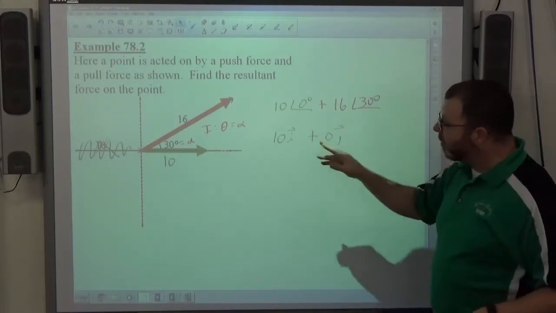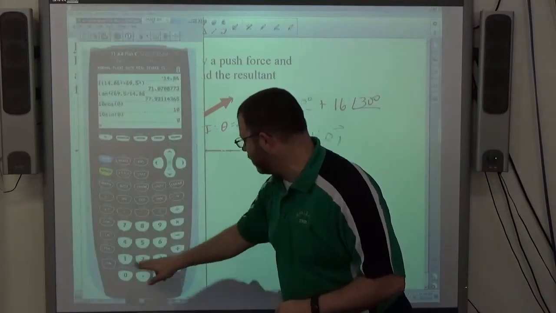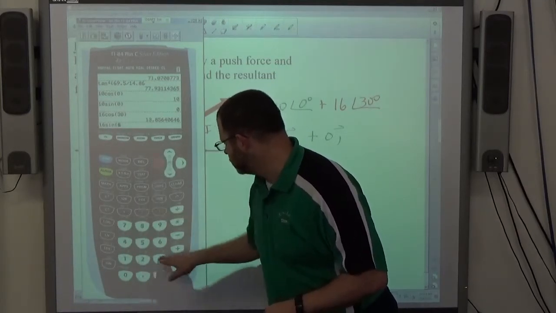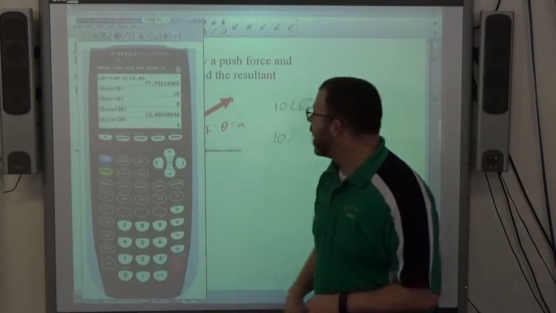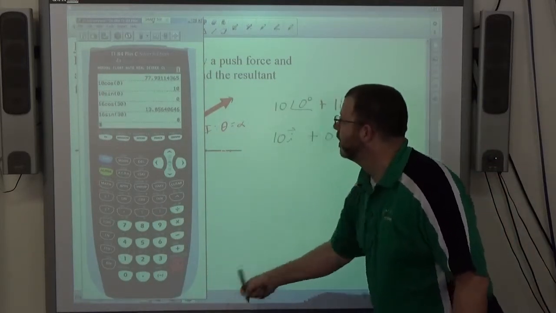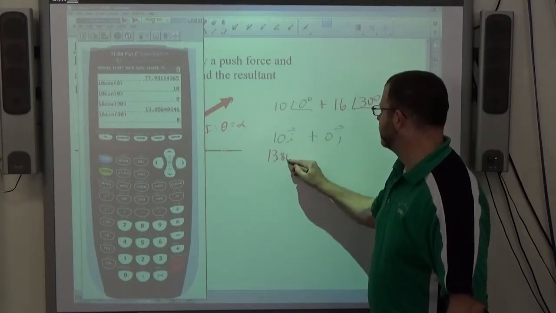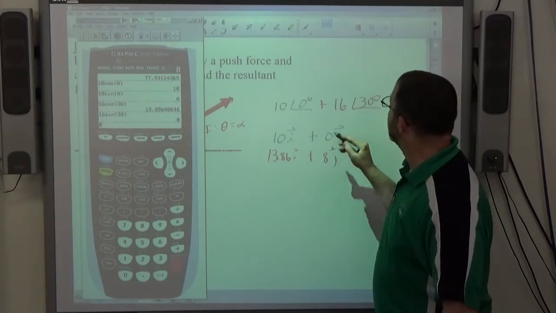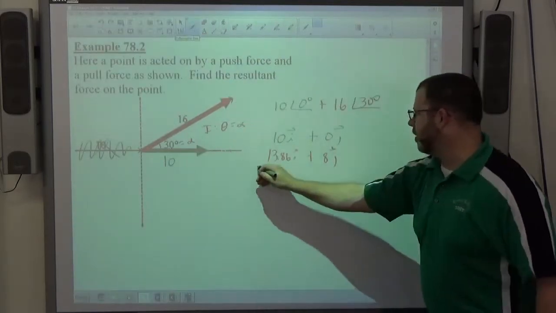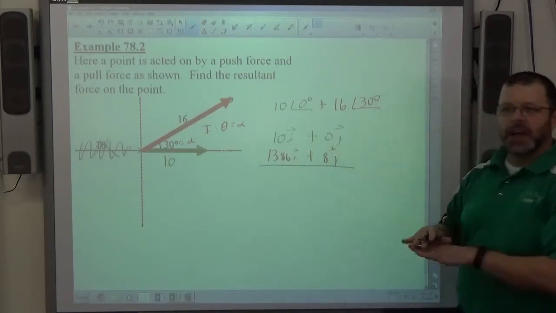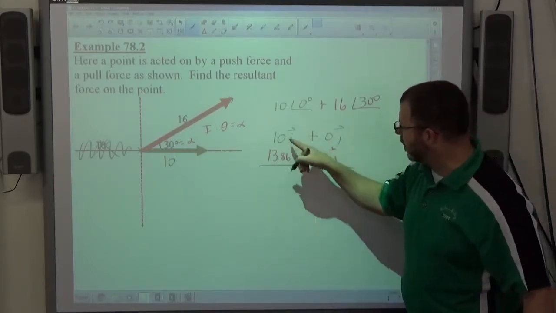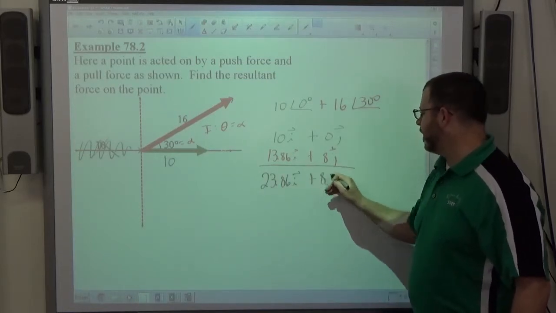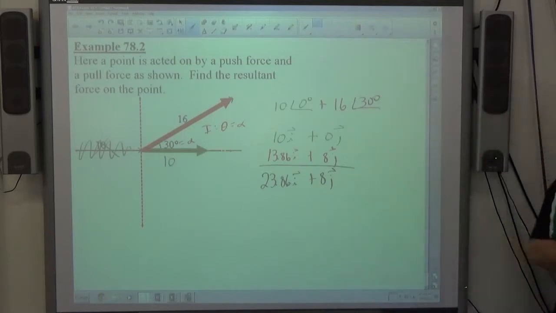For the 16 at 30, if I do 16 cosine 30 and 16 sine 30, I get 13.86i plus 8j. So therefore my resultant vector is simply going to be the sum of the horizontal and vertical components. Everything is either positive or 0, so it just adds everything. So 23.86i plus 8j is my resultant in rectangular form.